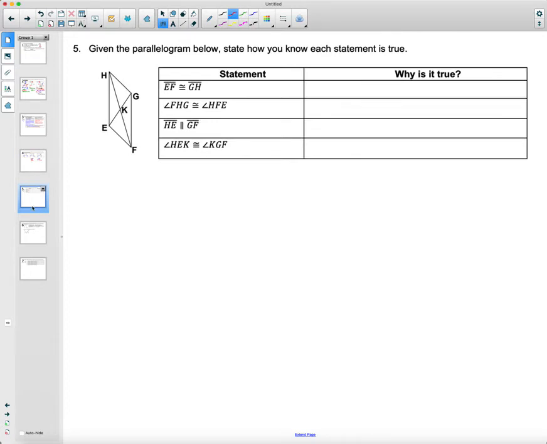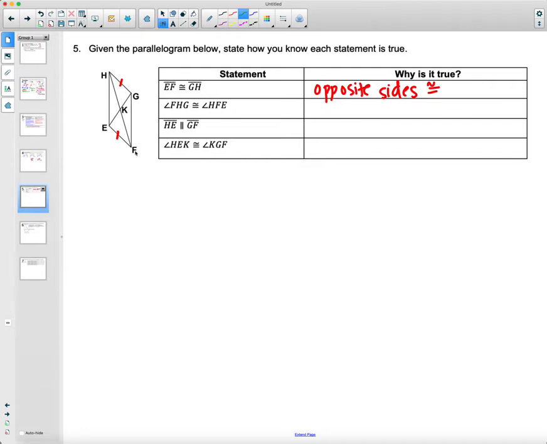All right, and then how do we know each of these? So given this parallelogram, how do we know each of these statements? How do we know EF is congruent to GH? This is because they're opposite sides, and opposite sides are congruent in a parallelogram.